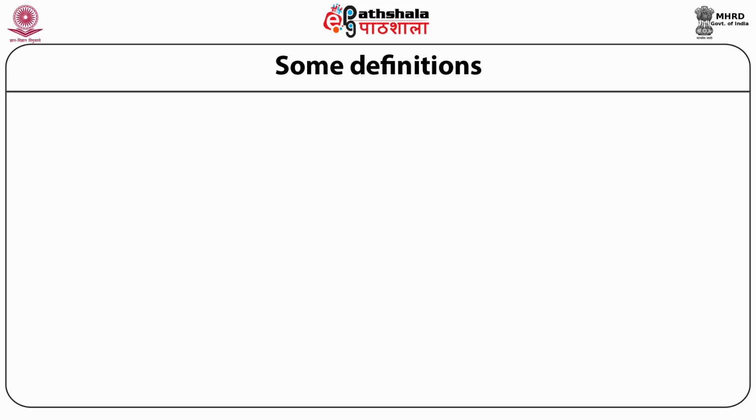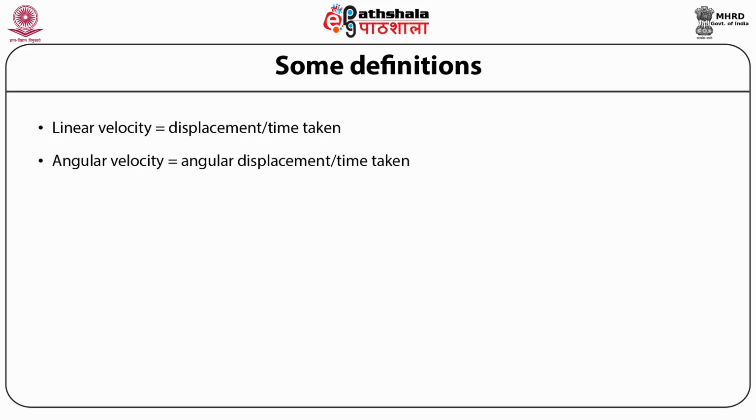Let's see some definitions. Linear velocity is nothing but linear displacement per unit time. Angular velocity is angular displacement per unit time. Acceleration is change in velocity per unit time. Accordingly, you can see the linear velocity has dimensions of meter per second in the MKS system of units. Angular velocity has dimensions of radian per second, and similarly acceleration has dimensions of meter per second square in the MKS system of units.